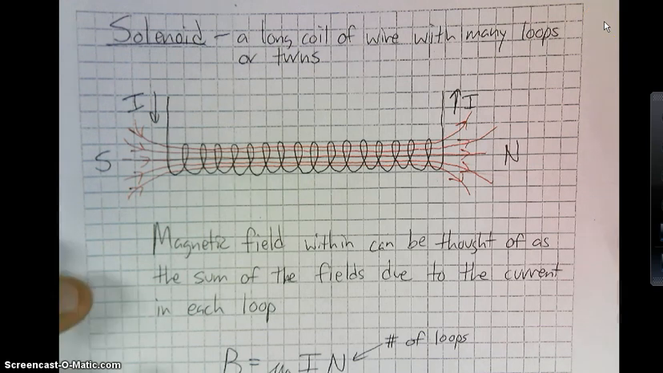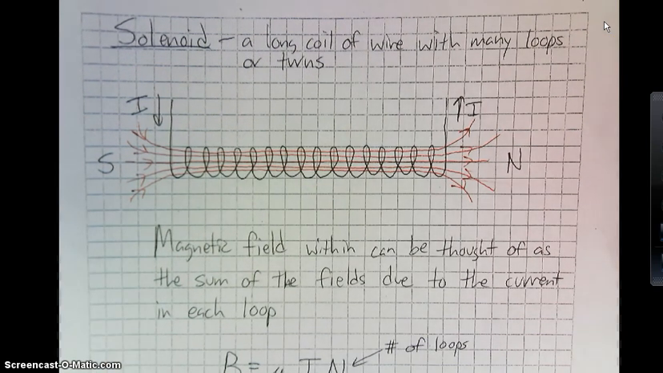Alright, so we're going to talk about what a solenoid is. It's a pretty sweet word, but what exactly is it? Essentially, a solenoid is simply a long coil of wire that has many, many loops or turns, and when you run current through it, based on the loop rule, it will produce a magnetic field on either end of the particular wire.